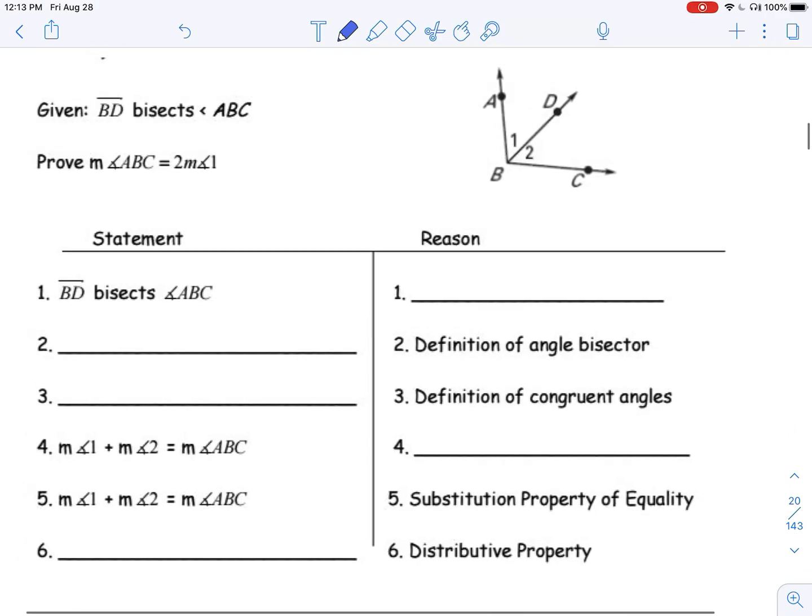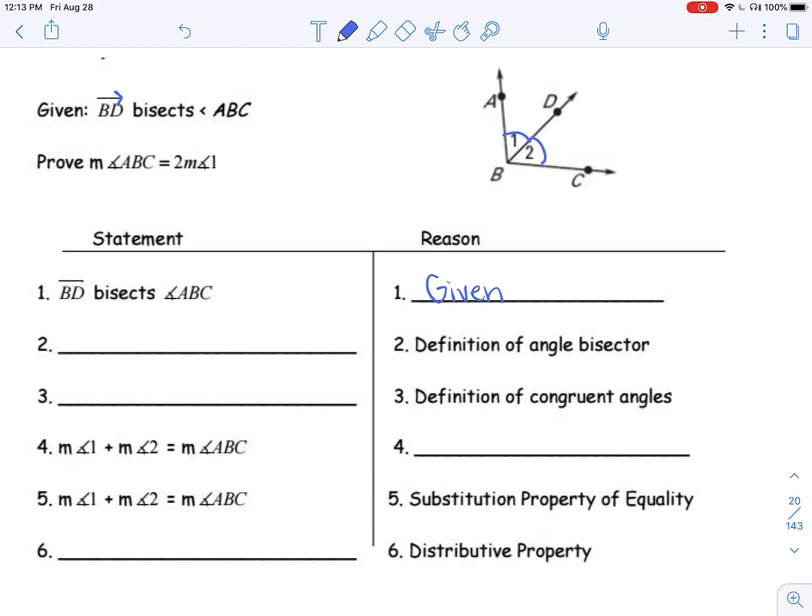And our last one. So we have ray BD bisects angle ABC. Now, the first thing that I like to do is go ahead and mark this up. So if I know that ray BD bisects angle ABC, I'm going to go ahead and mark those 2. And this is our given.